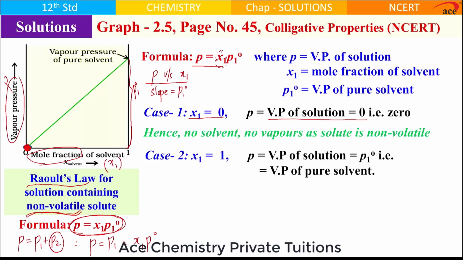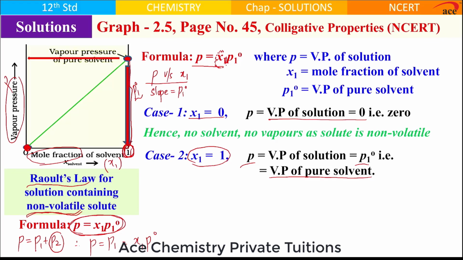Case 2, if you take x1 as 1, P will be equal to P1 naught. What do you mean by that? The vapor pressure of the solution will be the same as the vapor pressure of the pure solvent. Naturally, it has to be, because x1 is 1, the entire solution is made up of solvent only. Solvent will have the same vapor pressure as that of the solution, and this point is shown by the red dot here, and that value is P1 naught. In this case, the x1 value is 1.